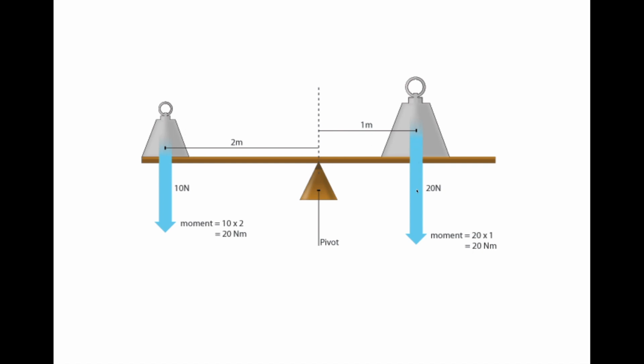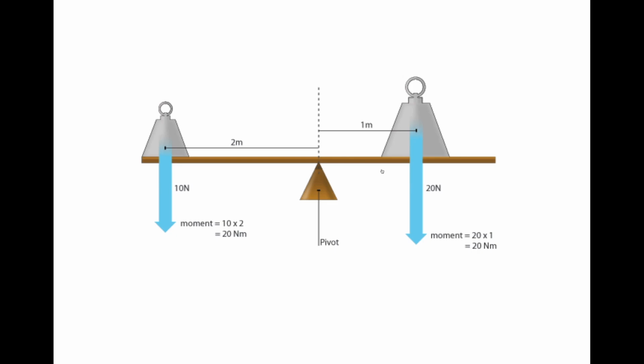And so perceived at the pivot point, what's going to happen here? We're pushing with 20 newtons of force at 1 meter, so it's 20 newton meters, and it wants to turn this pivot in the downward direction, in the clockwise direction.